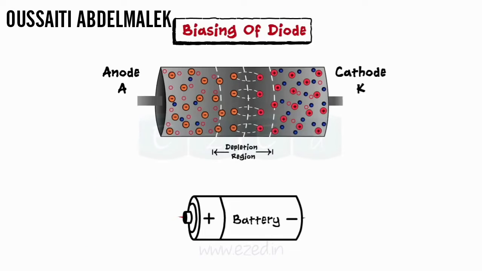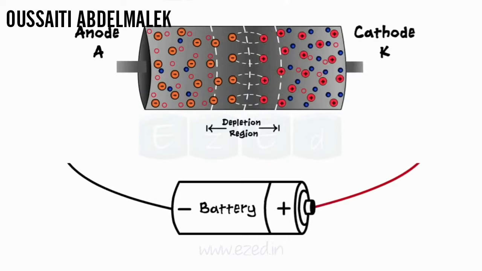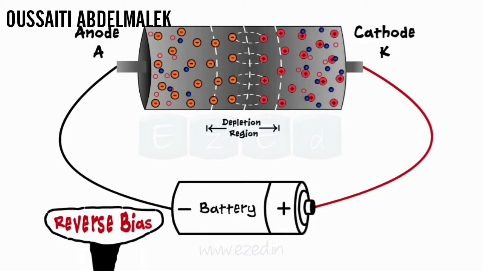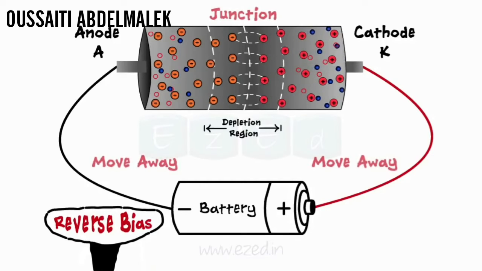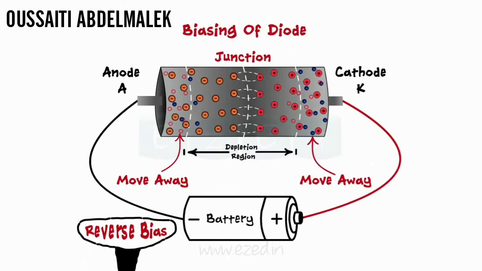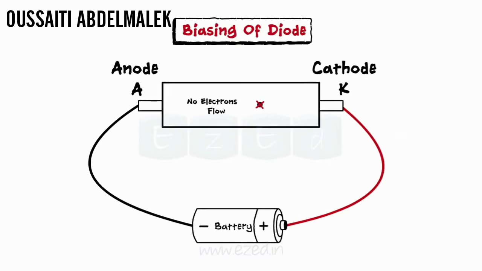In the second case, we apply the battery in reverse direction. That is, we apply positive of the battery to the cathode and negative of the battery to the anode. As a result, holes are pulled towards the negative of the battery, and electrons from the N side are pulled towards the positive of the battery. Thus, holes and electrons move away from the junction, which leads to an increase in the depletion region width. No current flows through the diode. This mode is called reverse bias mode.